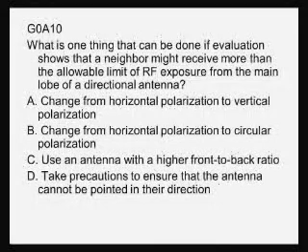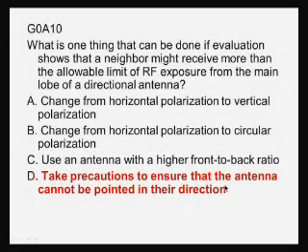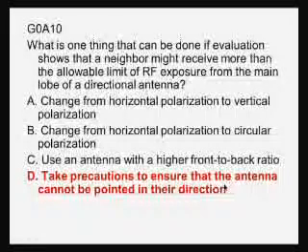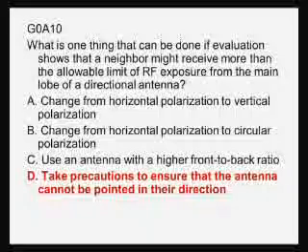What's one thing that can be done if evaluation shows that a neighbor might receive more than the allowable limit of RF exposure from the main lobe of a directional antenna? One thing you could do is just to take precautions to make sure the antenna can't be pointed that direction. Either limit your rotator in some fashion or some other way so the antenna can't be pointed that direction.